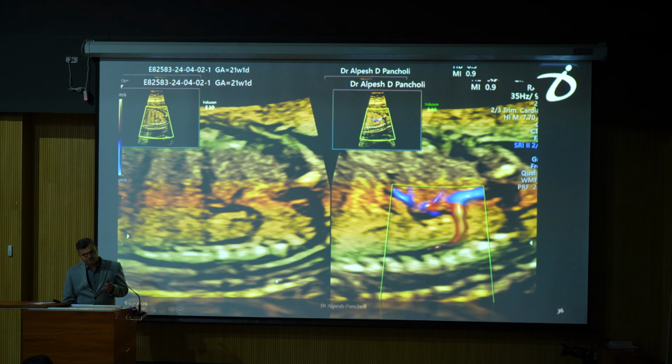So what can be the associated anomalies? It can be associated with cardiac anomalies, like in 8% of the cases. It can be associated with left SVC, septal defects and conotruncal abnormalities, single umbilical artery in 7% of the cases, GUT abnormality in 6% of the cases, CNS 4% and genetic less than 1%.